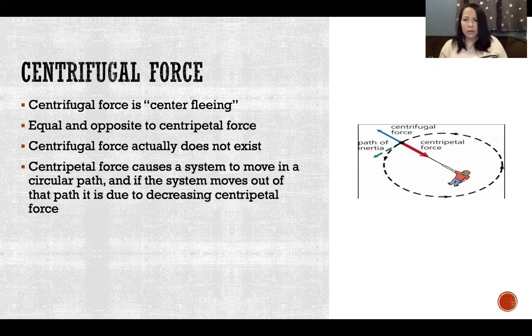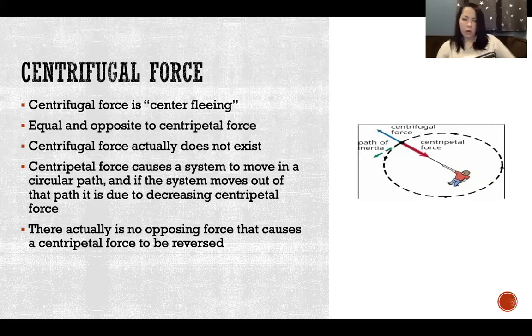So there wasn't a force that acted on the car to cause it to not drive in a circle anymore, but instead we had less centripetal force. We had a lack of the friction that was causing us to drive in a circle. We have a lack of that when we hit that ice, and that's what allowed us to jump off our path. So what we call centrifugal force is really when we have decreasing centripetal force. There actually is no opposing force that causes a centripetal force to be reversed. It's just less of the centripetal force.